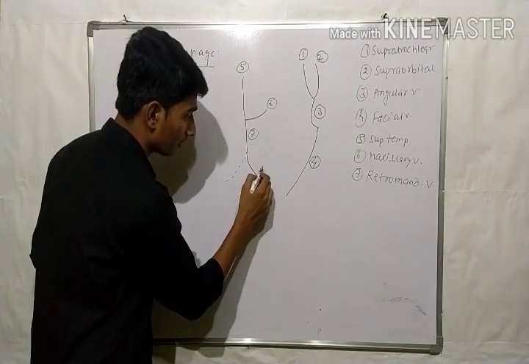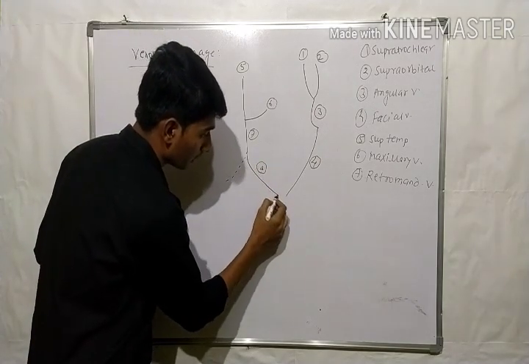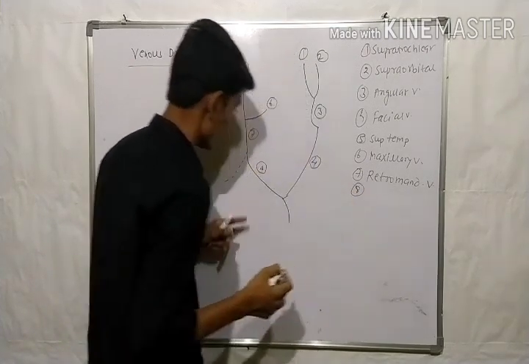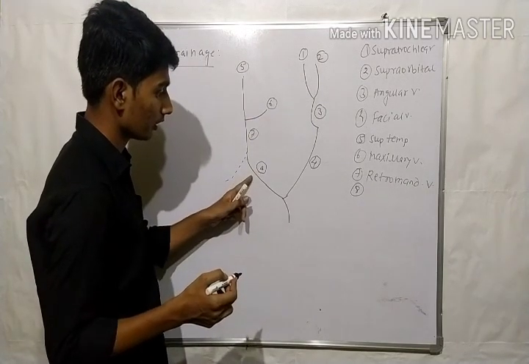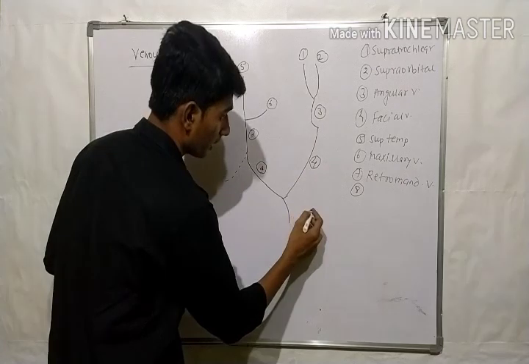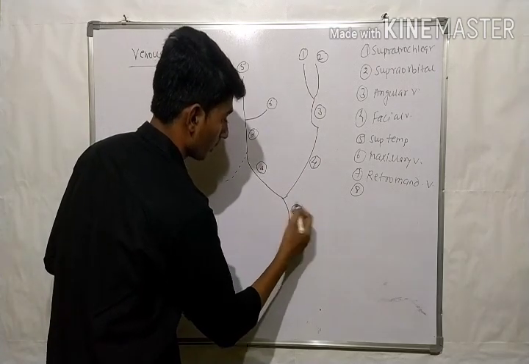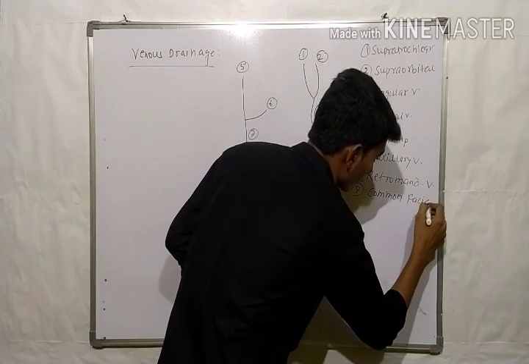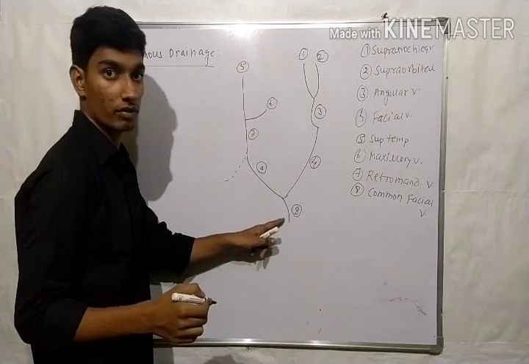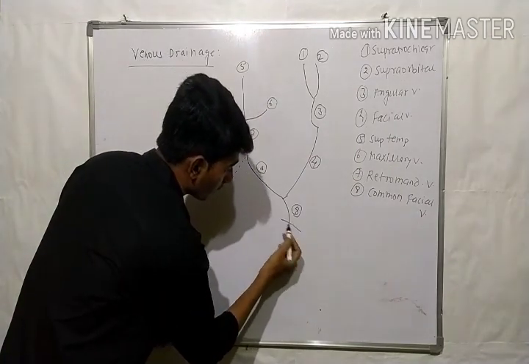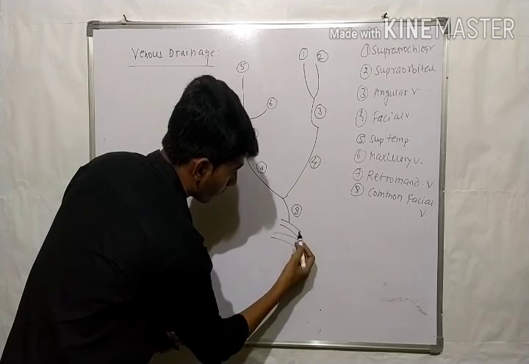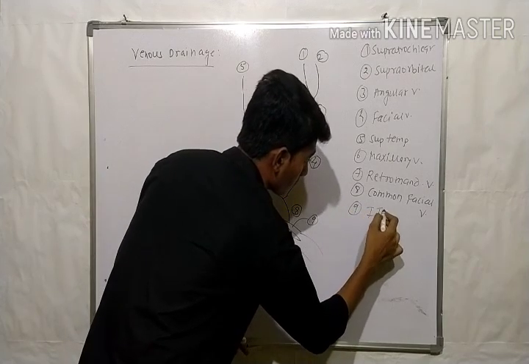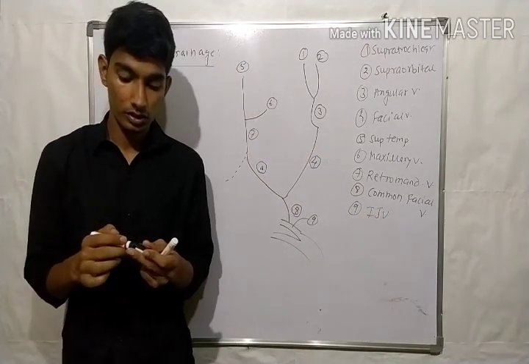The anterior division of the retromandibular vein combines with the facial vein and forms the common facial vein. This common facial vein drains into the internal jugular vein.